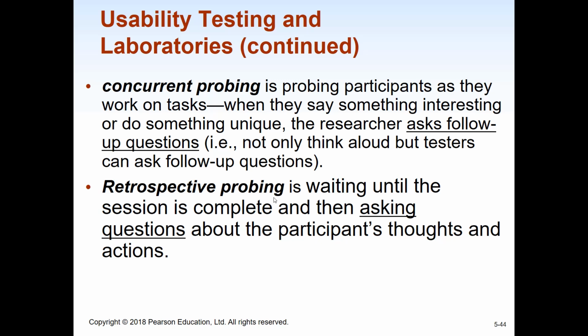The concurrent probing here is probing participants as they work on tasks. When they say something interesting or do something unique, the researchers stop them and ask follow-up questions, such as not only think aloud, but testers can ask follow-up questions. Why have you done this? But what about if you do this? Okay? The retrospective probing is waiting until the session is complete and then asking questions about the participants' thoughts and actions.